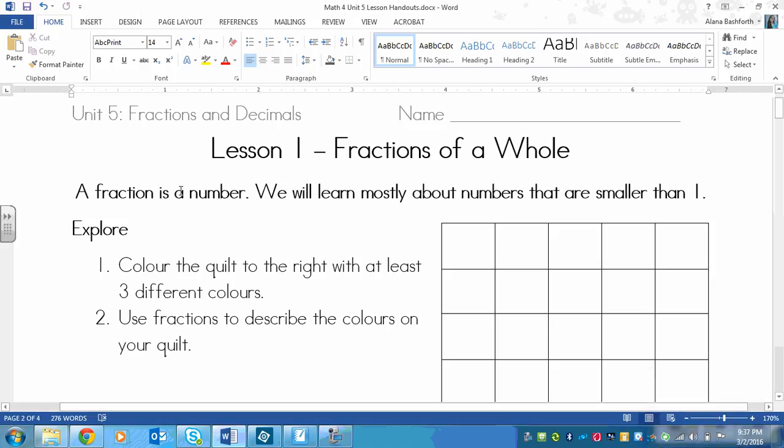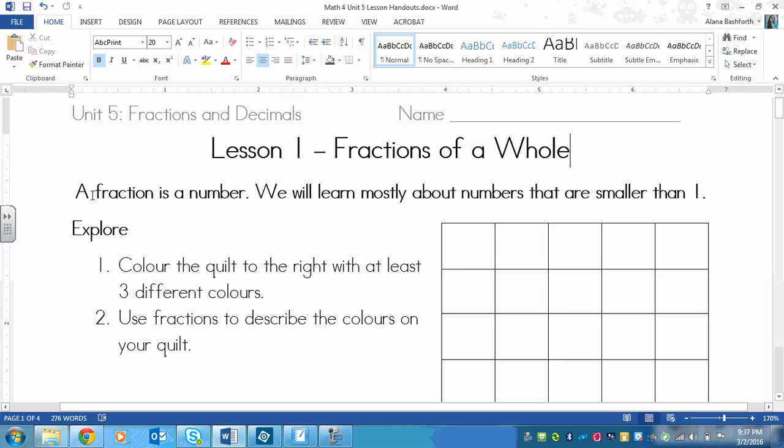This is the start of a new unit on fractions and decimals. The first portion of our unit is going to focus solely on fractions. Okay, and lesson one for our new unit is called Fractions of a Whole. Now, this lesson is going to focus on vocabulary and ideas or concepts of fractions, mostly going to be review. But let's go through it together so we can be all on the same page.